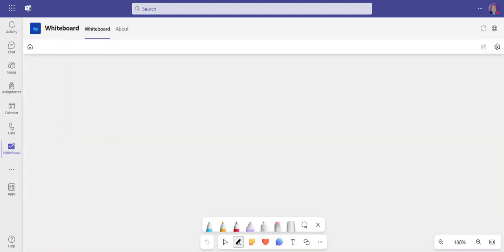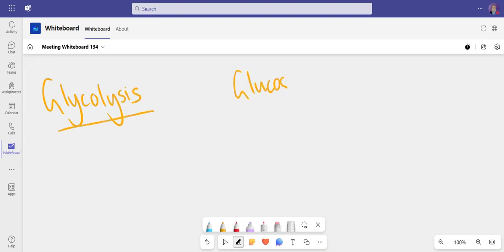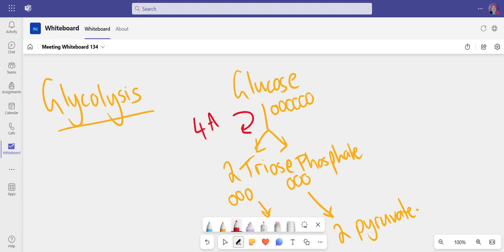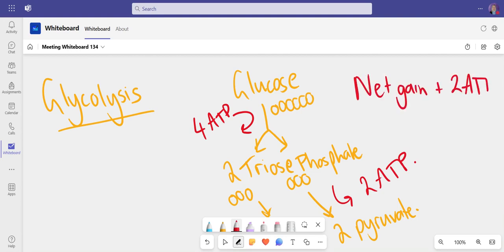Okay, so in glycolysis, if you remember, we started off with glucose, and the glucose was phosphorylated and then split into 2 molecules of triose phosphate. So we went from a 6-carbon glucose into 2 3-carbon molecules, and then they continued down and we made 2 molecules of pyruvate at the end. Now, along the way, you might remember that we used 4 ATP at the start here, but we made 2 ATP at the end here. So overall, we had a net gain of +2 ATP. Now, that's not a lot of ATP, but it's better than nothing.